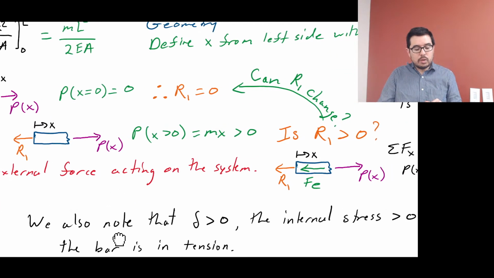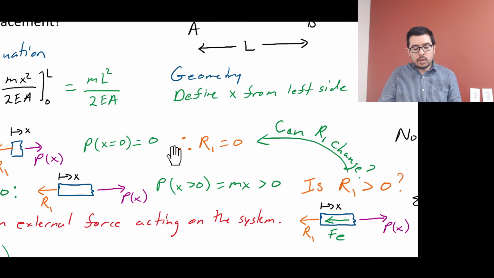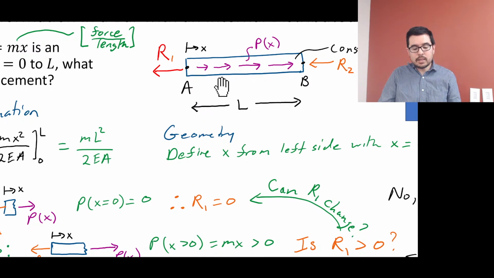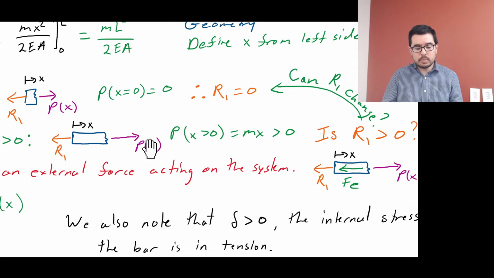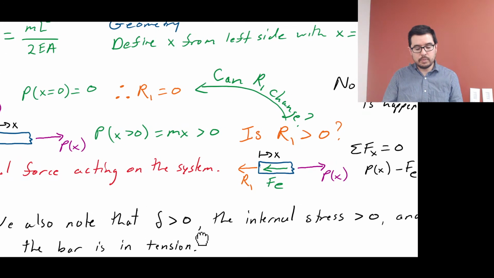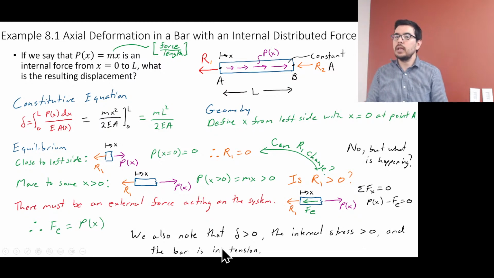Another thing we should also know is that the delta is greater than 0. At least the way we've looked at this, the internal force is moving this way. When I do a cut, since I've called it an internal force and it's coming out of the face of the cut, out of that exposed face, by definition this is tension. So this bar is going to elongate, the internal stress has got to be greater than 0, and the bar is in tension. Any questions on it?